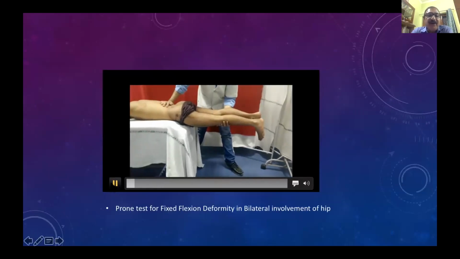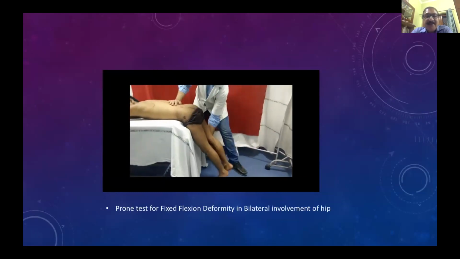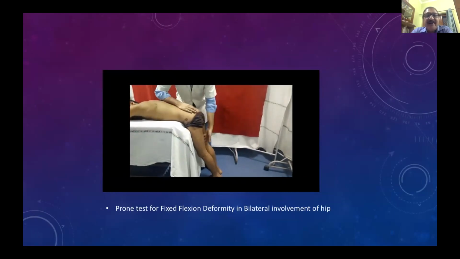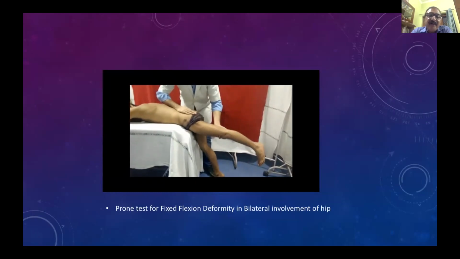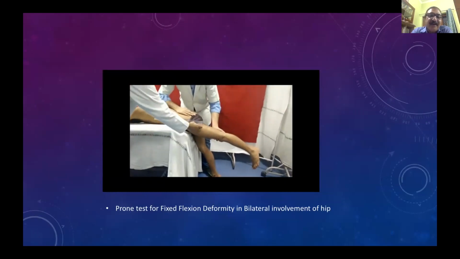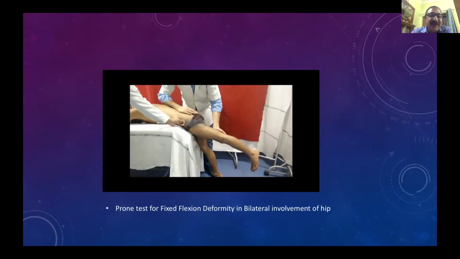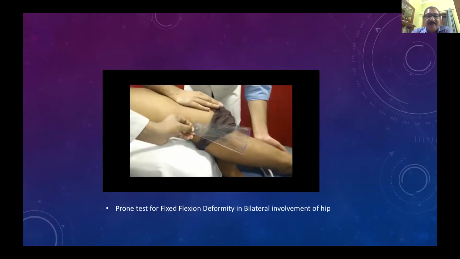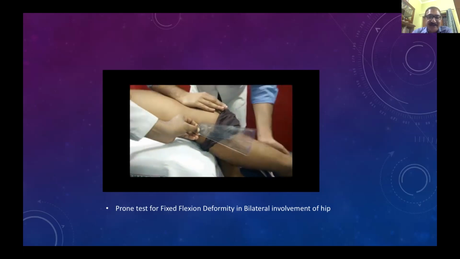The patient is made to lie prone on the examination table. Both the hips are flexed, which will obliterate the lumbar lordosis. Now one hand remains on the lumbar spine. The other hand extends the hip gradually. The point at which the lumbar lordosis starts reappearing is the amount of flexion deformity of that particular hip, measured in this manner. The same thing is repeated on the other side.